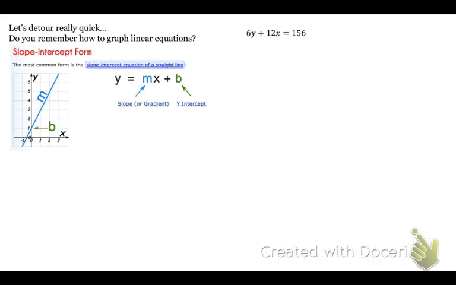Let's do another one. So 6y plus 12x equals 156. Well, we have to solve this for y because we have to get it in the form of y equals mx plus b. So I'm going to subtract the 12x over, so I get 6y equals negative 12x plus 156. Divide by 6, and I get y equals negative 2x plus 26. And what I did right there is I just divided this by 6, I divided this by 6, I divided this by 6.